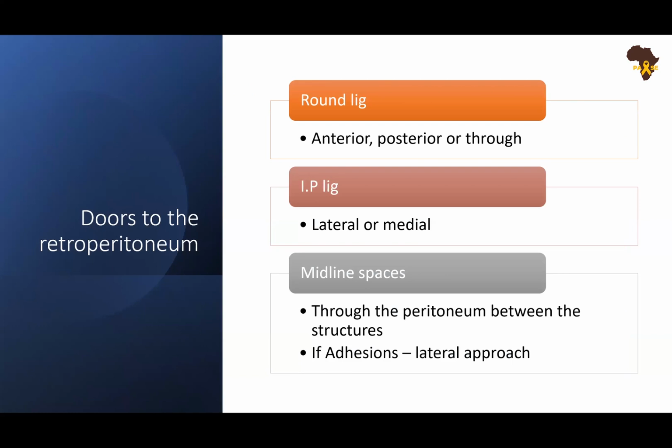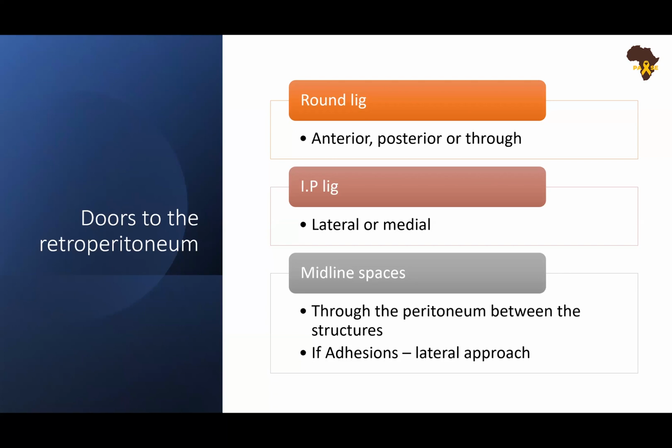We need to know now, how do we enter this retroperitoneum? So what are the doors to this retroperitoneum? We will go through them one by one, but important is the round ligament, where we could go anterior to it, posterior to it, or through it if we're going to get rid of the uterus in a hysterectomy to get into the retroperitoneum. We have the IP ligament. We could go lateral to it or medial to it to get into the retroperitoneal space. And we get into the midline spaces through the peritoneum between these structures in the midline. We'll be going through them. That's the bladder, the uterus with the cervix, and the rectum posteriorly.